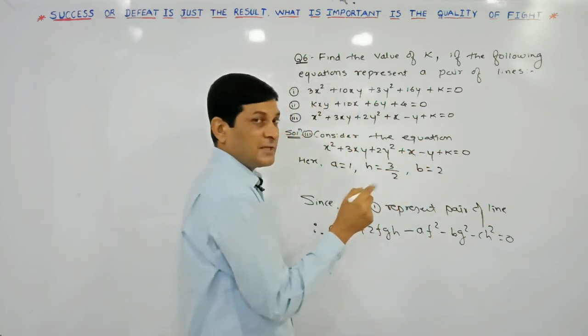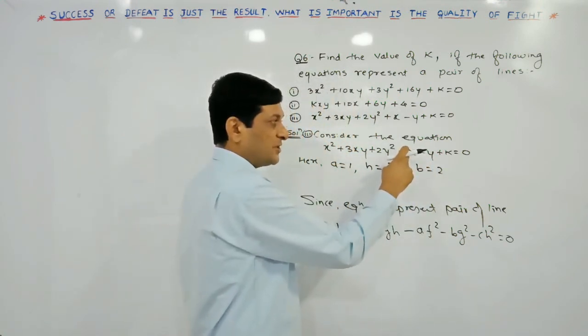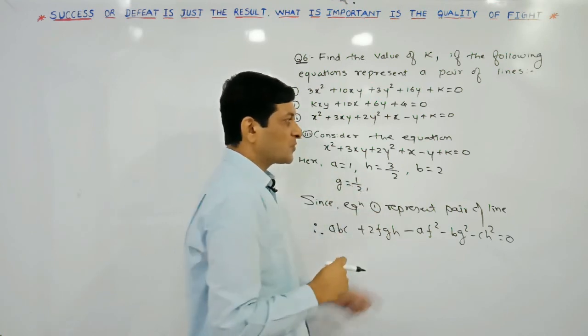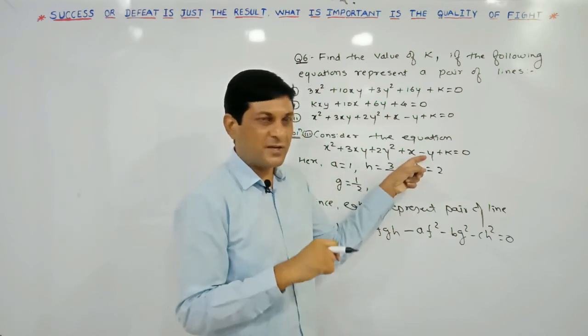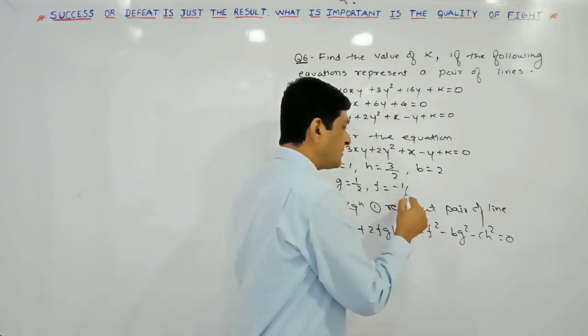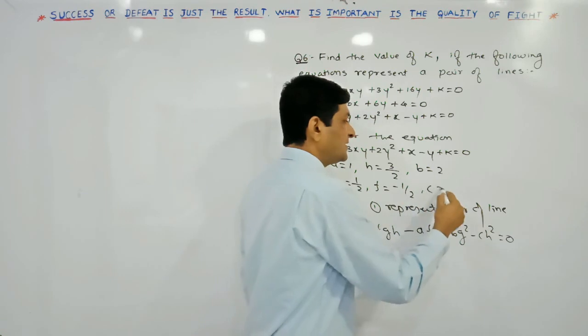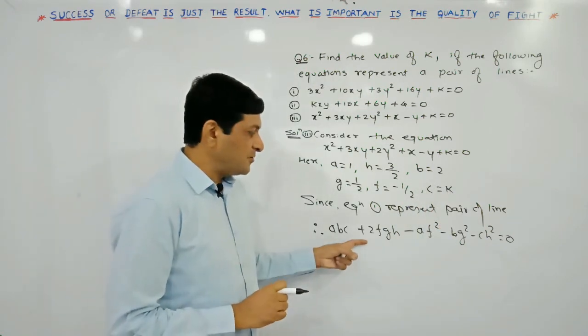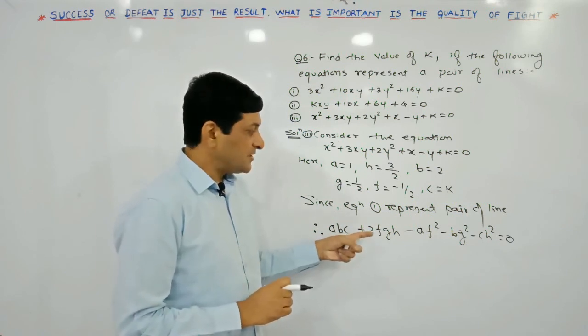Coefficient of x means 2g. 2g is equal to 1, means g is equal to 1 by 2. The coefficient of y means 2f. 2f is equal to minus 1, means f is equal to minus 1 by 2, and lastly c is equal to k.